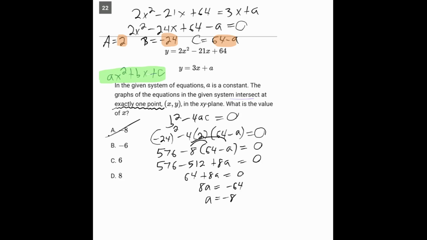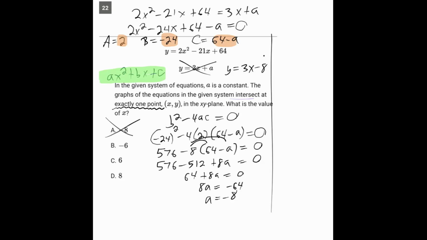But be careful not to pick this answer right now, because that'll happen a lot on the SAT where you feel like you just got an answer, but it's actually not what they were asking us for. The question was asking us for the value of x. So that means that we can maybe go into here and say, well, if a is negative 8, then this was y equals 3x minus 8. And now we'll actually find the intersection now that we have an answer for a.